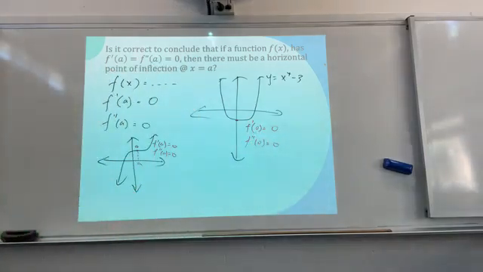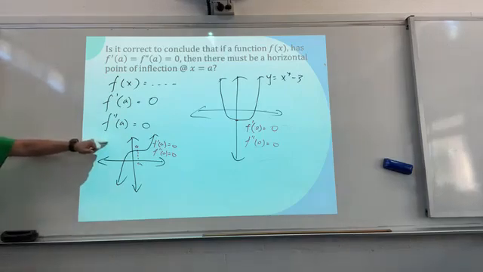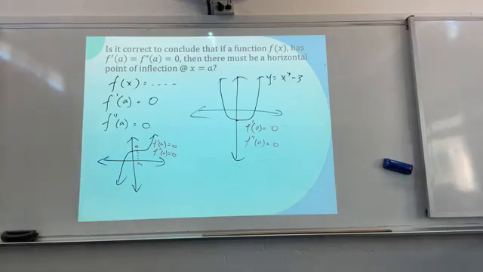So, can you say for sure that it is a horizontal point of inflection? No. Generally, it is correct. If you think about something like x to the power of 3, x to the power of 5, I would say generally it's correct, but it's not always true. So you've got to look at the graph, analyze the graph. Sometimes you really have to do the sign test or the concavity test.